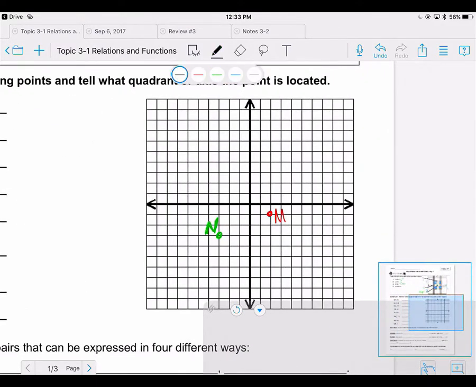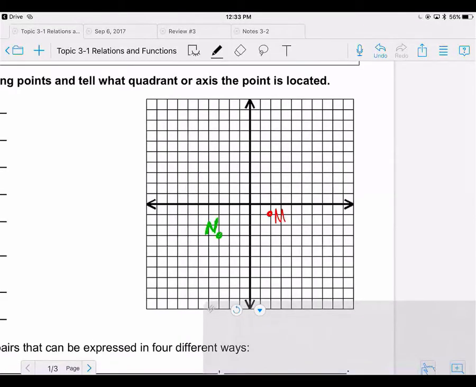If you're struggling with graphing, you might want to write some little notes to yourself. This is your x-axis. On the x-axis, right is positive and left is negative. This is your y-axis. On the y-axis, up is positive and down is negative. So if it helps you to write these things so you can figure out where to go, that is totally fine.